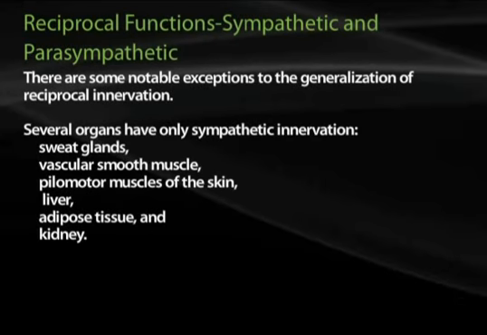Reciprocal functions, sympathetic and parasympathetic. There are some notable exceptions to the generalizations of reciprocal innervation. Several organs of the body have only sympathetic innervation. For example, sweat glands, vascular smooth muscle, pilomotor muscles of the skin, liver, adipose tissue, and the kidney.